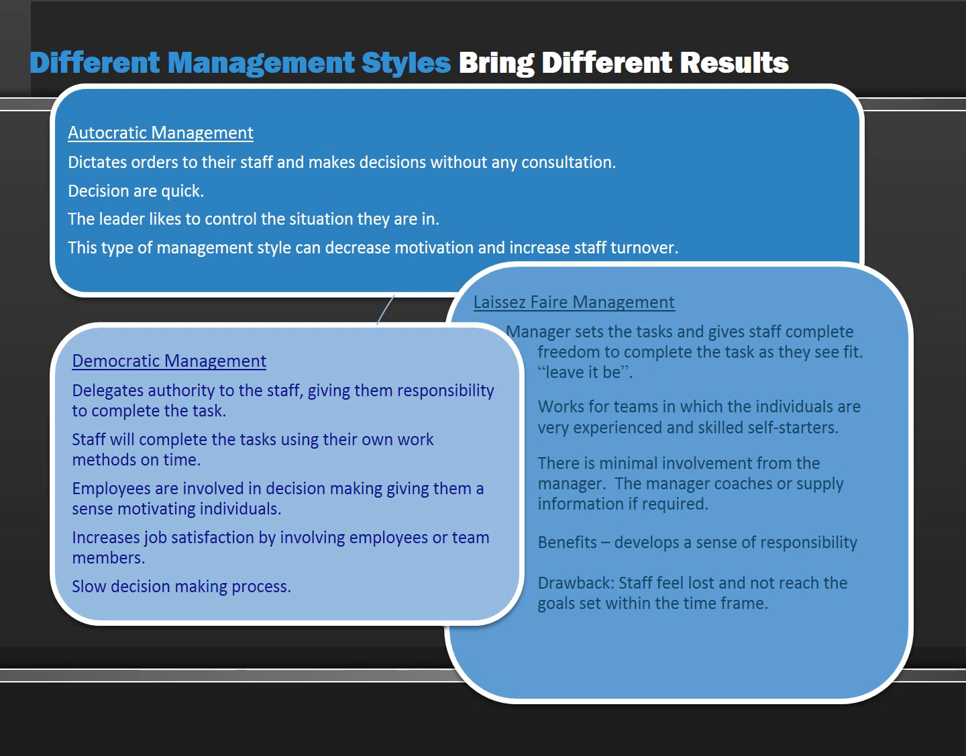In democratic management, an individual delegates authority to the staff, giving them responsibility to complete the task. The staff will then complete the task using their own work methods and on their own time. Employees are involved in decision-making, giving them a sense of motivation, and because this increases job satisfaction, it also increases employee engagement. But because many people give input in the decision-making process, decisions can often come slow.